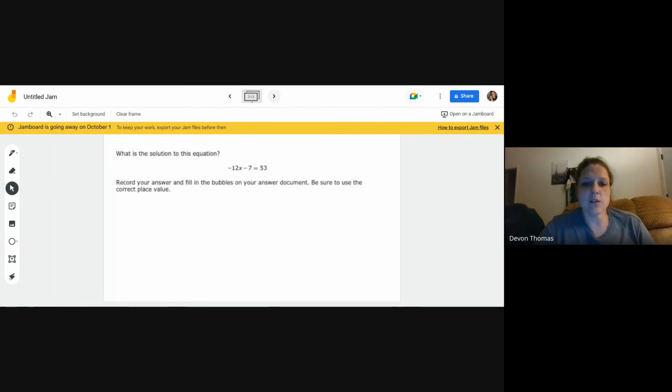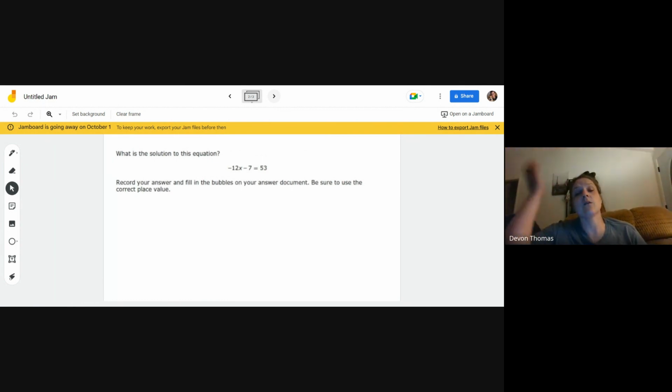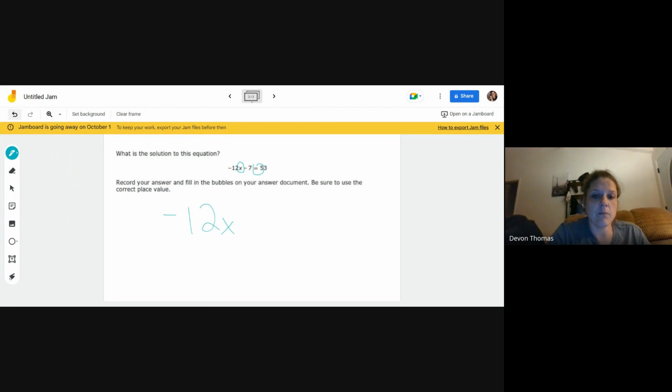So what is the solution to this equation? Okay, it's an equation. It's a SAD map. How do we know it's a SAD map? We know it's a SAD map because it has the variable and the equal sign. Now we know how to set these up, okay? Negative 12x minus 7 equals 53.